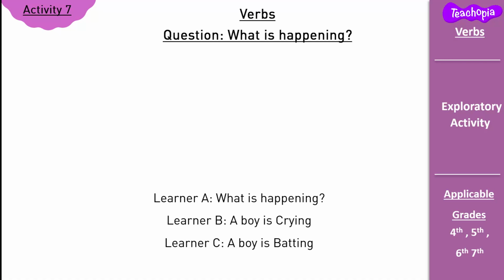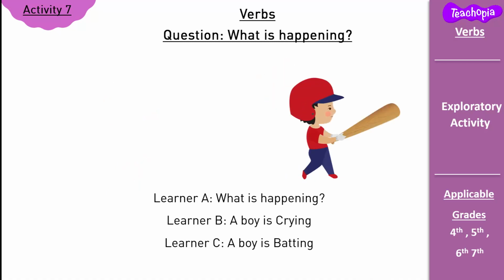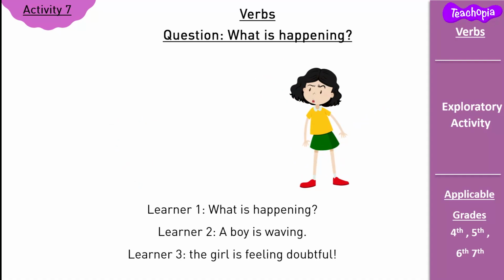The teacher can also promote the element of peer learning and group work by encouraging learners to use the given template of asking the question and answering using verbs within themselves. Learner A can ask question to everyone, and different learners take turns to answer and ask the question again. What is happening? A boy is crying. A boy is batting. The learners here get familiarized with verbs along with the scaffolding of nouns and using both nouns and verbs in a sentence on their own.